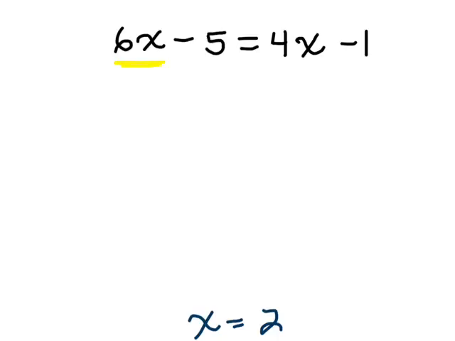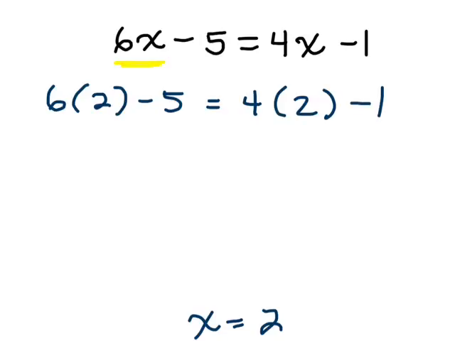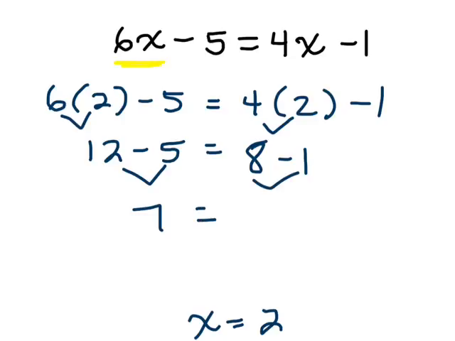And we check by substituting that value of 2 in for x. So when I substitute in, I have 6 times 2 minus 5 equals 4 times 2 minus 1. Now just make sure you follow your order of operations. 6 times 2 is 12. And on the right, 4 times 2 is 8. And 12 minus 5 is 7. 8 minus 1 is also 7. So that proves that I have the correct answer as x equals 2.